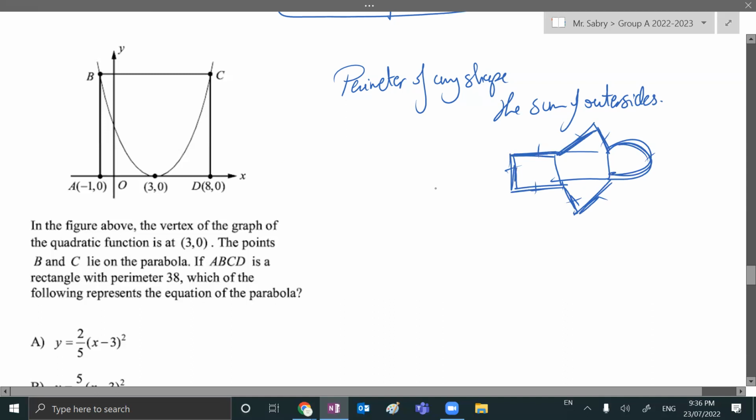Now, he says that this quadratic function has a vertex of 3 and 0, and that these 2 points A and D are given this way, that the rectangle ABCD has a parameter of 38. Now, by looking at this, first of all, I can easily, using this point and this point, know that this distance here, this side كده كله على بعضه, is equivalent to 9. Length بتاعه is 9.